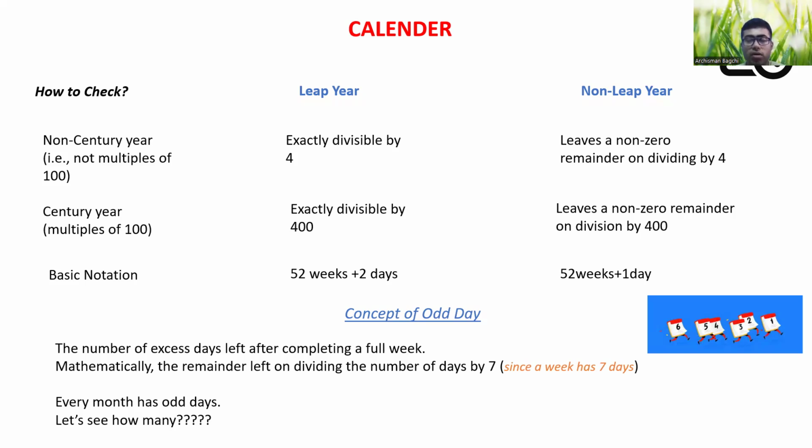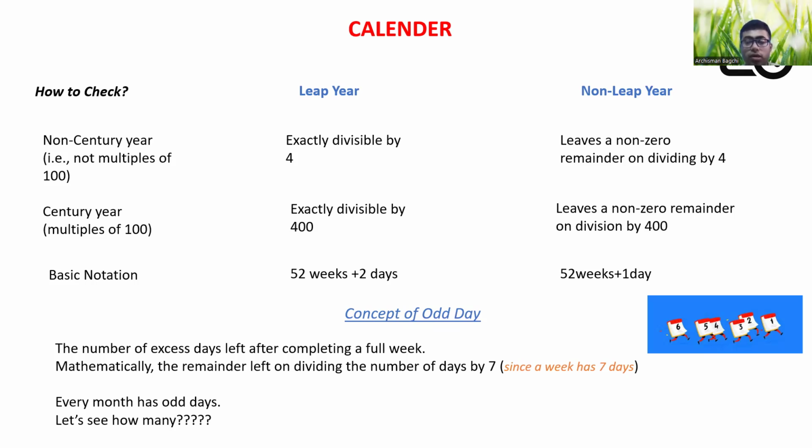So what is a calendar? How to deal with questions of calendars? Let's talk about basics. There are two types of years. One is a century year. One is a non-century year. Century year means any year that can be divided by 100 without leaving any remainder, like 2000, 1000, 500, anything which you can divide by 100 completely. And the rest are non-century years, which is quite clear.